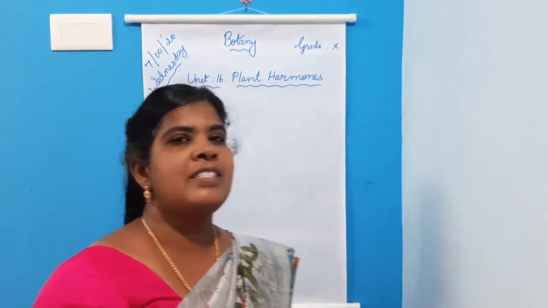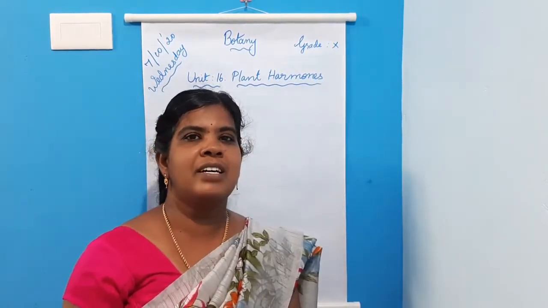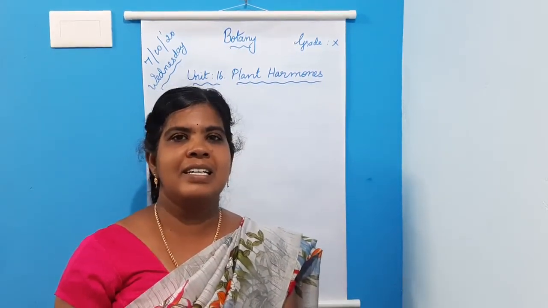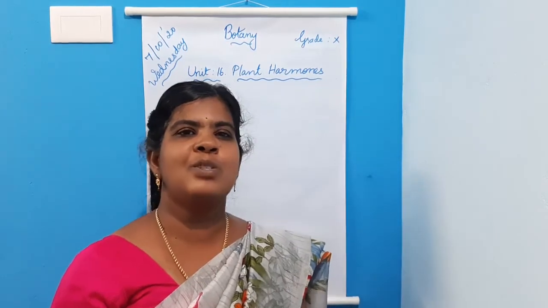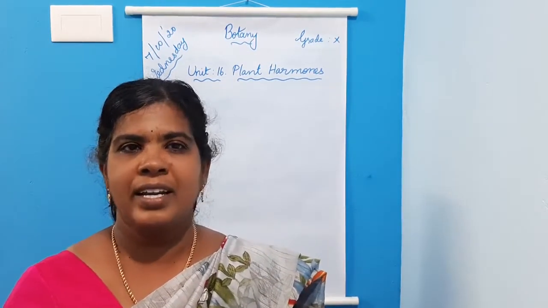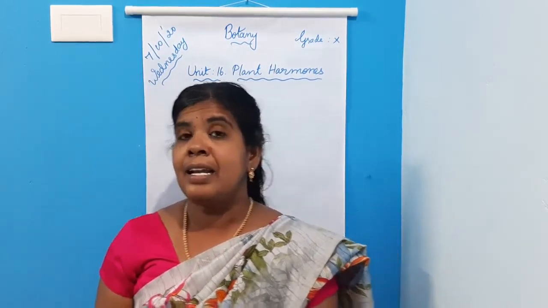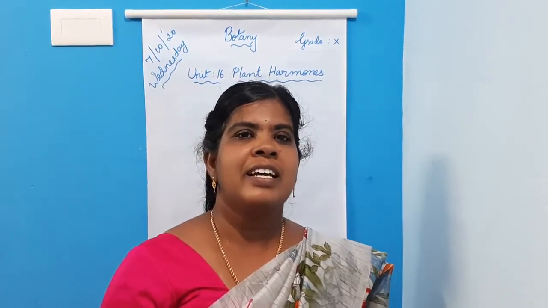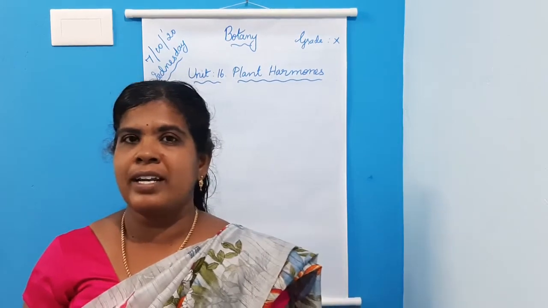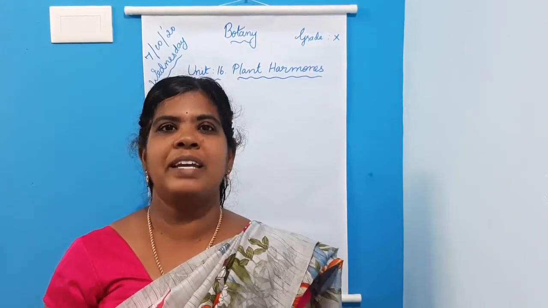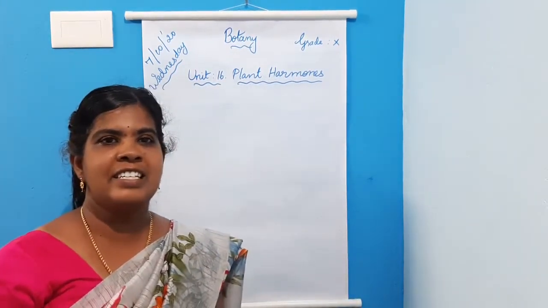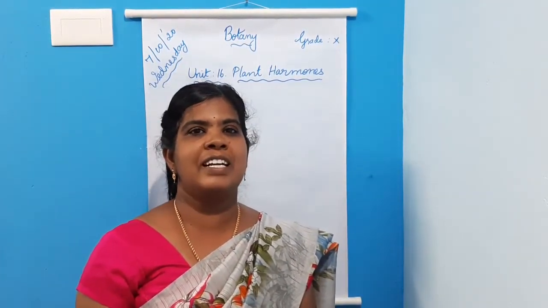Which is the first plant hormone discovered? Auxin is the first plant hormone discovered, isn't it? So what is the function of cytokinin? Cytokinin induces cell division. What is called the Richmond-Lang effect? Application of cytokinin delays the process of aging in plants. That is called the Richmond-Lang effect. I hope you all studied well.